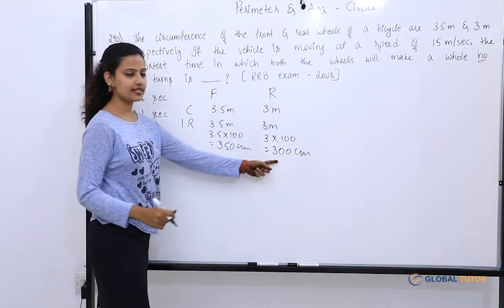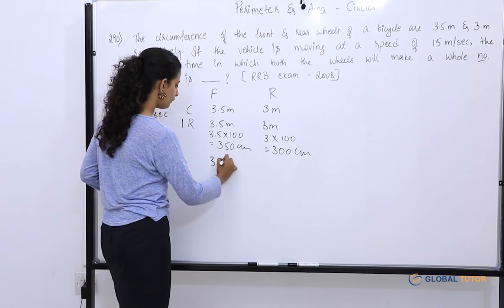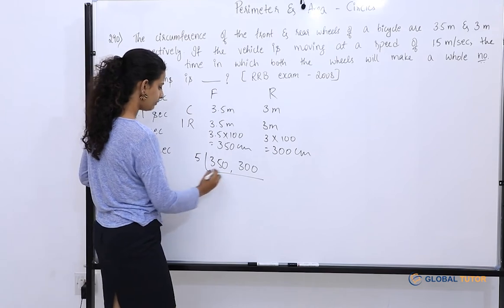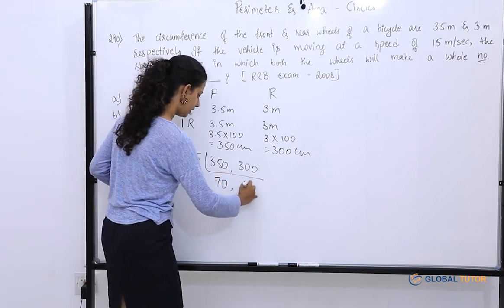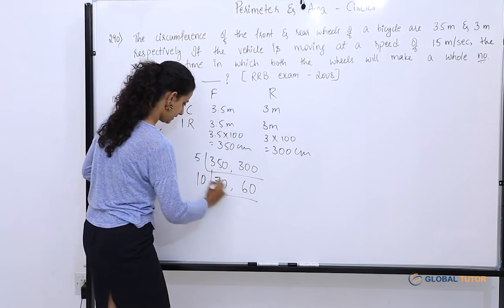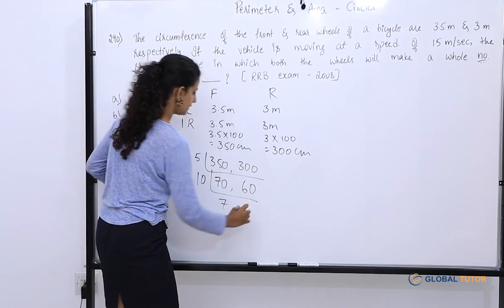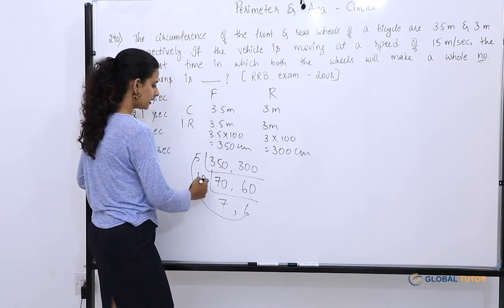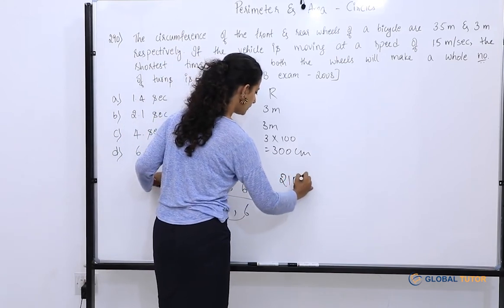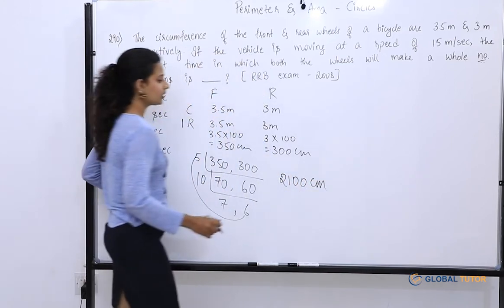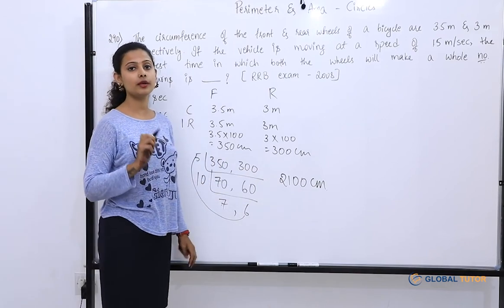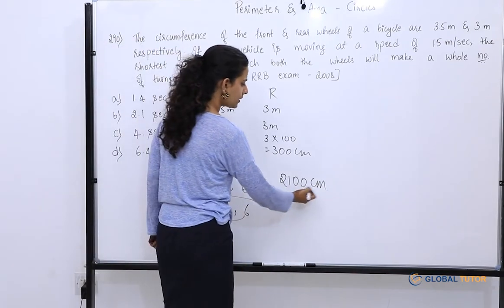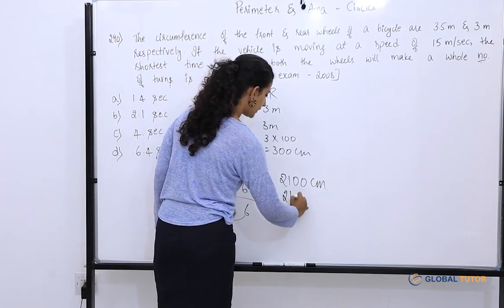Now let us take LCM of these two, 350 and 300. So if I take 5 common, 70 times, 5 60 times, then by 10 it is 7 times and 6 times. 5 6s are 30, 30 into 7 is 210, into 10 will be 2100 centimeter. Now this is the shortest distance covered by both the wheels by taking the complete revolutions. If it is 2100 centimeter, then it is 21 meter.